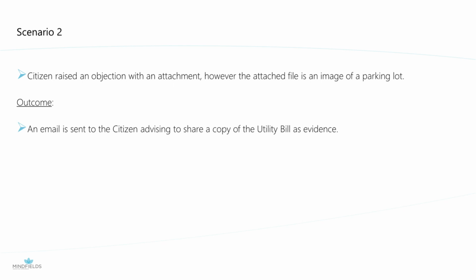We will now see a demo of the second scenario, where a citizen raises an objection that includes an attachment. However, the attachment is an image of a parking lot. In this case, the UiPath robot will upload the image to Catonix Gen AI platform to fetch the document classification and extract the context. This will result in the identification of an invalid document. The UiPath robot will then trigger an email to the citizen, advising that the attached document is invalid and requesting them to upload a soft copy of a utility bill received within the last year.